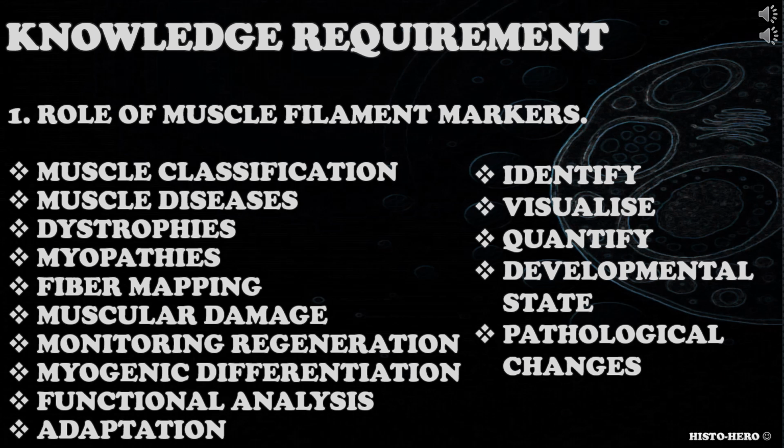Let's have a look at the first knowledge requirement, which is for you to know the role of muscle filament markers. What are muscle filaments? What role do they play in muscle cell? What are muscle filament markers? What role do muscle filament markers play? Consider use of muscle filament markers for muscle fiber classification, detection of muscle diseases, dystrophies or myopathies, fiber mapping, assessing muscular damage, monitoring regeneration of muscles, myogenic differentiation, functional analysis and adaptation, identify, visualize and quantify muscle fiber types, define developmental states, detect pathological changes.